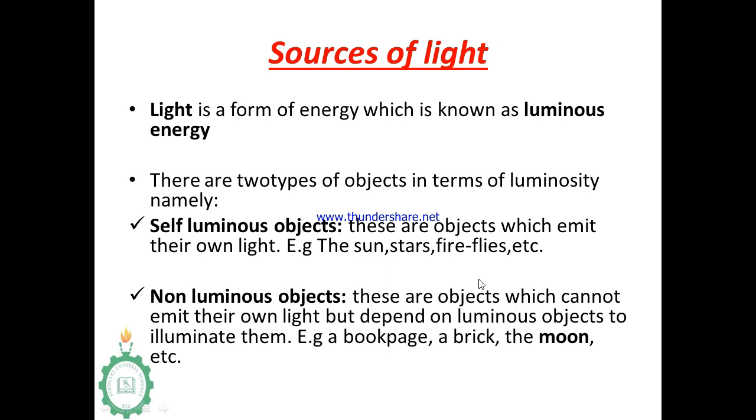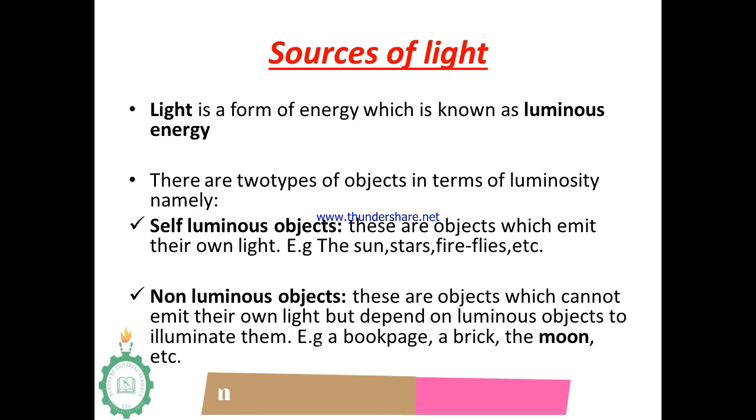Now, light, as we're treating, is a form of energy which is known as luminous energy. This luminous energy is energy that causes the sensation of vision, which makes us see. Without light, it will be very hard for us as humans or as animals to see. If you go into a dark room where there is no light, it is very hard to see objects that are in that room. This is because of the absence of light in that room.